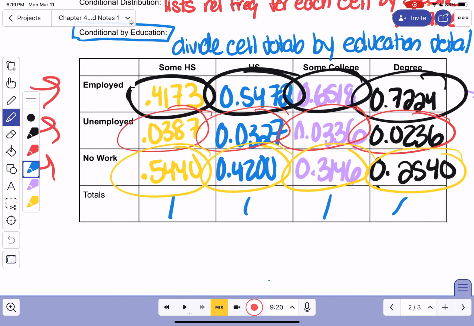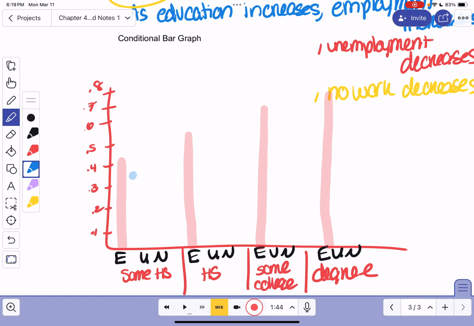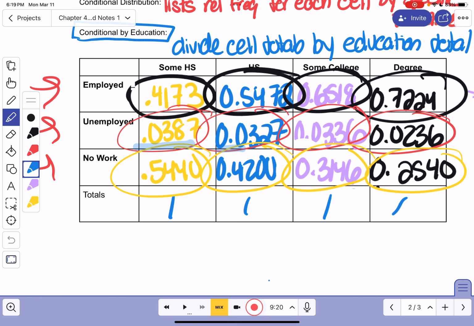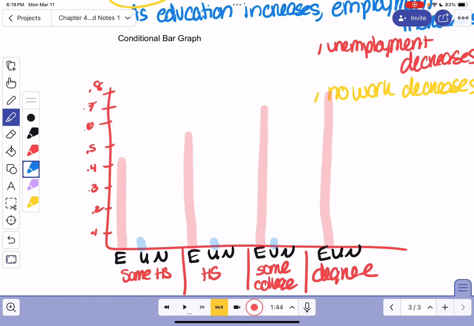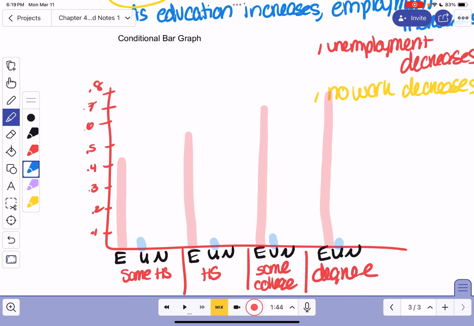Now let's do the next row, unemployed. 0.038, 0.032. So 0.038, 0.032. I lied. 0.038, 0.032, 0.033, and 0.0236. So that's really hard in there because they're all like way down below.